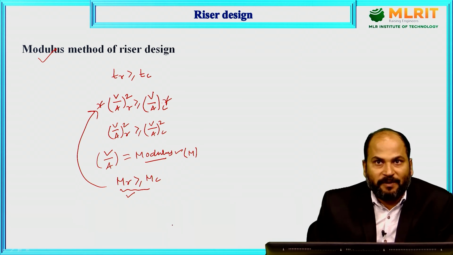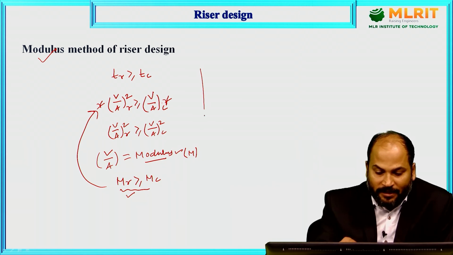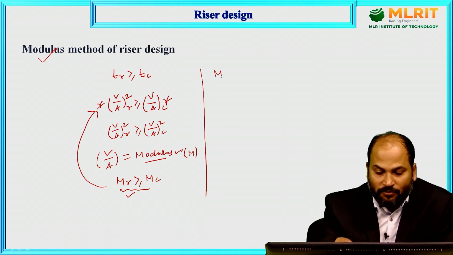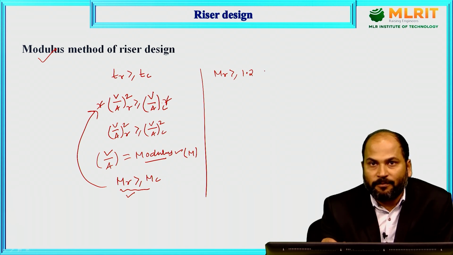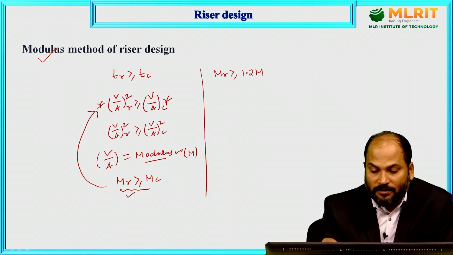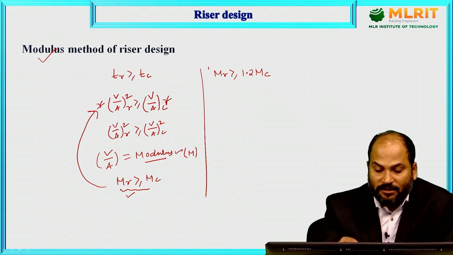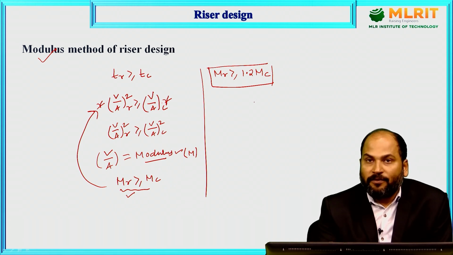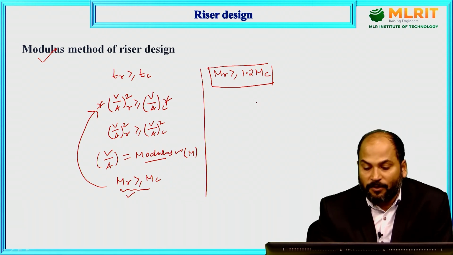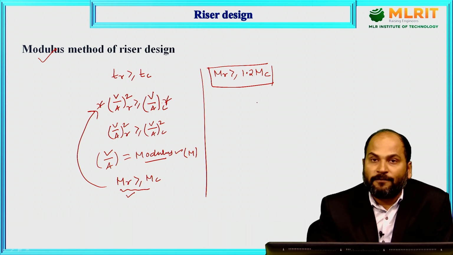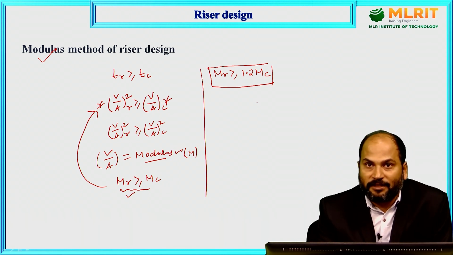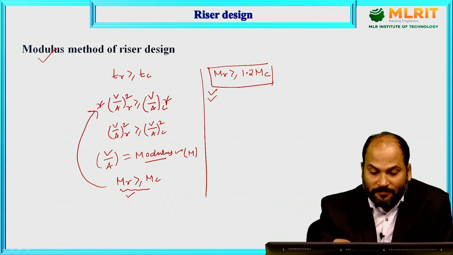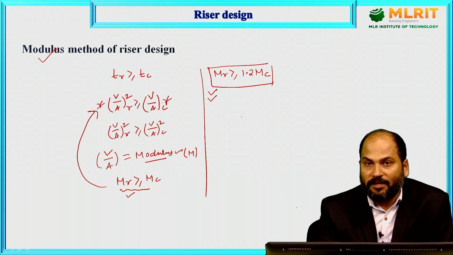Experimentally it has been found that MR should be greater than or equal to 1.2 times, around 20% more than, the modulus of the casting. This is the experimental data. Experimentally it has been found that the modulus value for the riser should be greater than or equal to approximately 1.2 times the modulus of the casting. So, this is what is known as the modulus method of riser design.